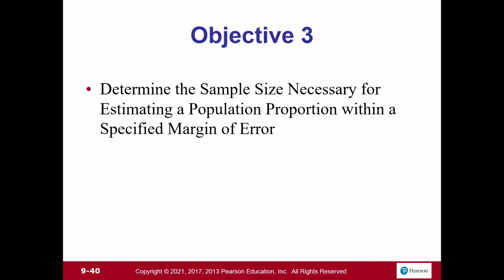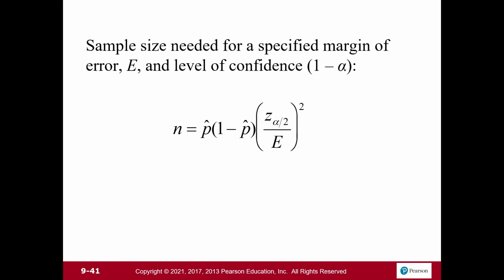And now the third objective is to determine the sample size necessary for estimating the population proportion within a specified margin of error. This is the formula you would need. n is equal to p hat times 1 minus p hat times z sub alpha over 2 divided by e, squared.